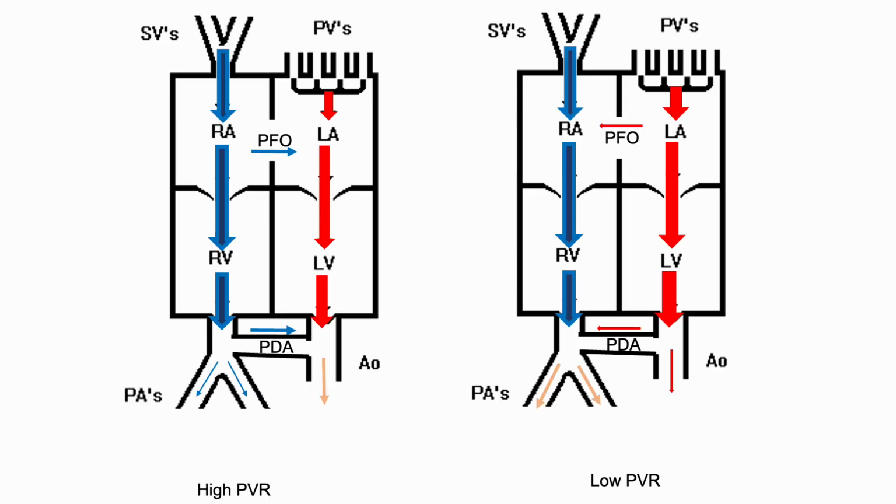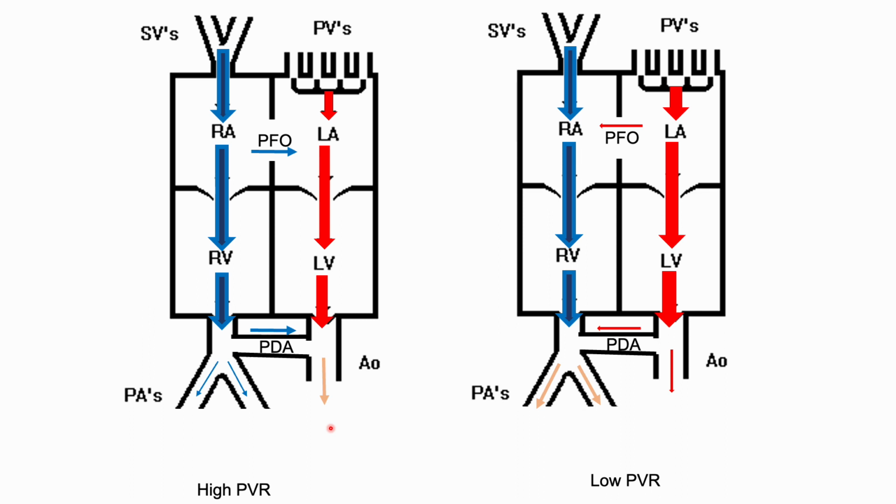So here is an example. On the left side of the screen, you have a patient with a high PVR. And as you can see, because there is high PVR, not as much blood goes to the branch PAs, but blood follows the path of least resistance across the patent ductus arteriosus and mixes with the red blood to give a cyanosed appearance to the blood that is going out to the body.